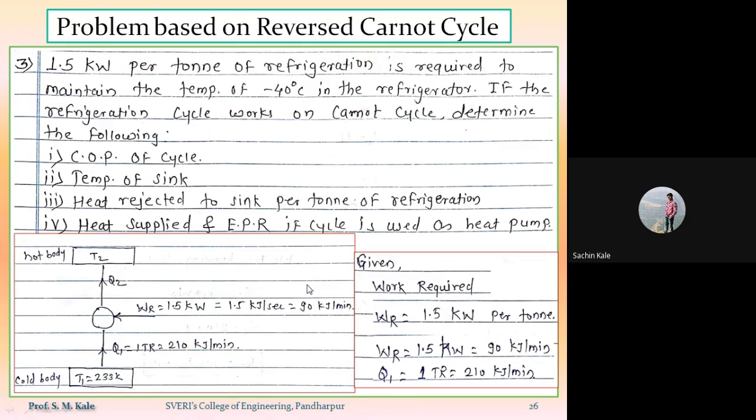So Q1 upon WR, that is nothing but the COP of the cycle. Then the second one, what do I have to calculate? Temperature of sink. So in thermodynamics, we know two concepts. First one is called a source. Second one is called a sink.